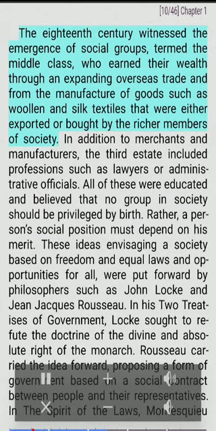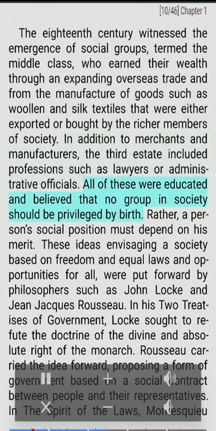This was left to those groups within the third estate who had become prosperous and had access to education and new ideas. The 18th century witnessed the emergence of social groups, termed the middle class, who earned their wealth through an expanding overseas trade and from the manufacture of goods such as woolen and silk textiles that were either exported or bought by the richer members of society.